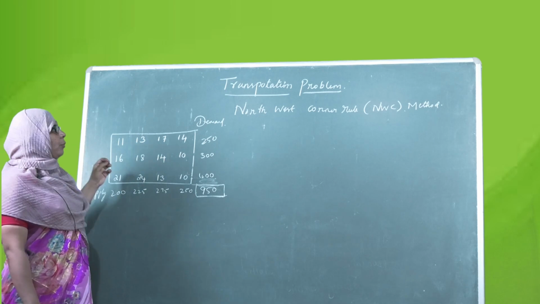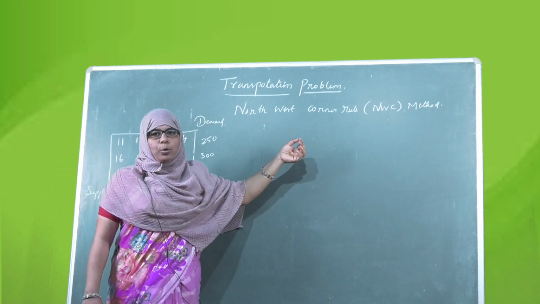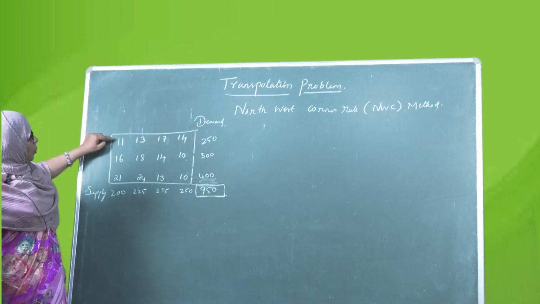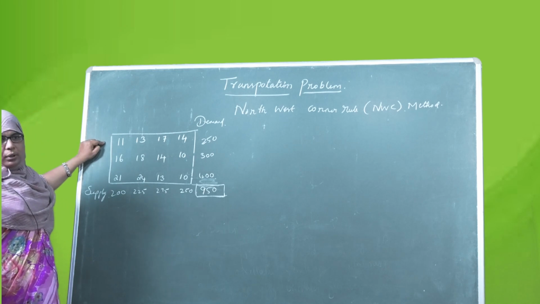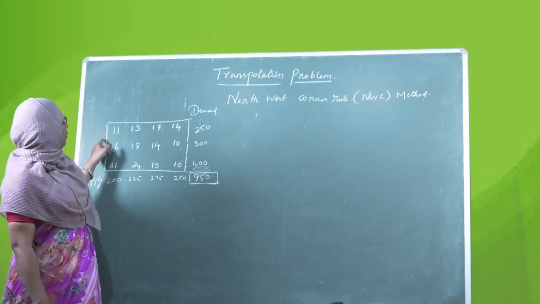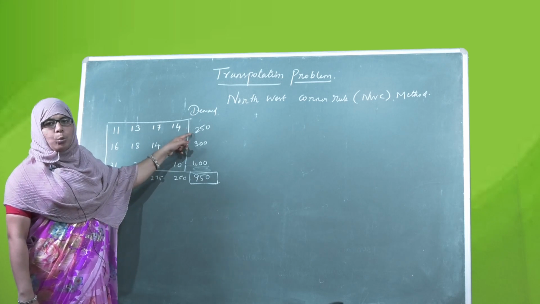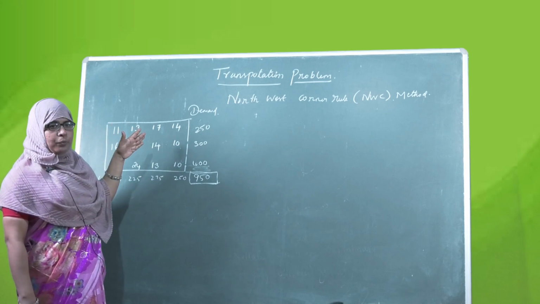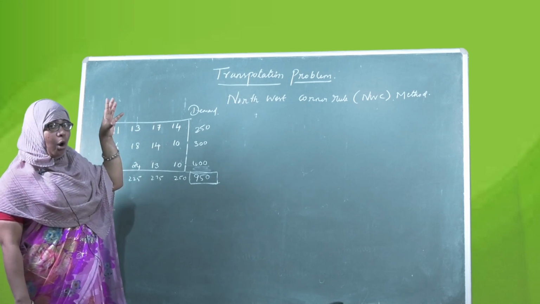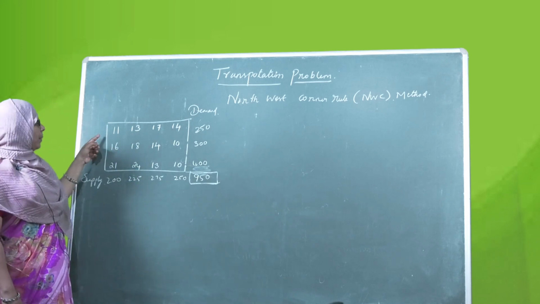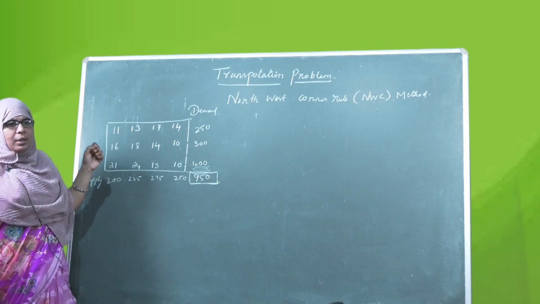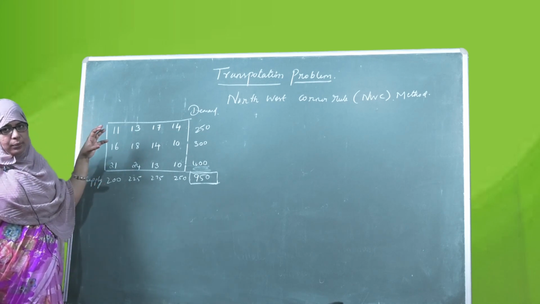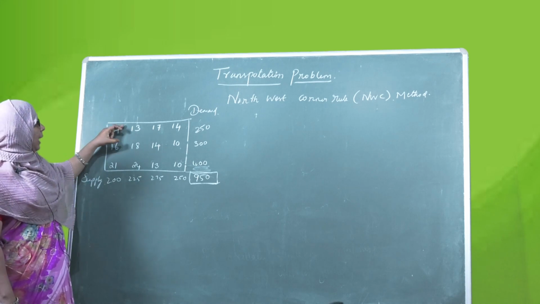What is meant by the northwest corner rule? North is the first row, and west is the first column. So the northwest corner means the cell (1,1) is the northwest corner element, and we have to allocate in this element first.